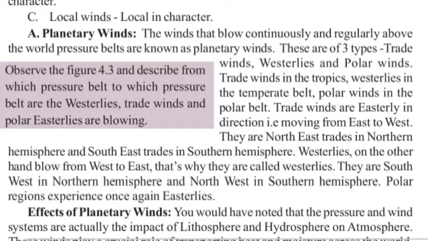Trade winds are easterly in direction, that is, moving from east to west. There are northeast trade winds in the northern hemisphere and southeast trade winds in the southern hemisphere according to the directions. Understand? Westerlies, on the other hand, blow from west to east. That's why they're called westerlies. According to the direction, the name westerlies is from west to east. Easterlies are from east to west. Right? Westerlies are southwest in the northern hemisphere and northwest in the southern hemisphere.